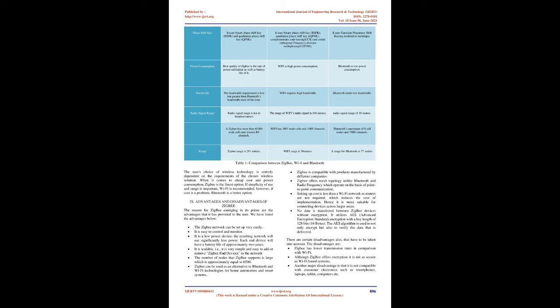IJERT 10 is 060412 www.ijert.org 896. This work is licensed under a Creative Commons Attribution 4.0 International License. Published by http://www.ijert.org International Journal of Engineering Research and Technology, IJERT, ISSN, 2278-0181 Volume 10 Issue 06, June 2021.